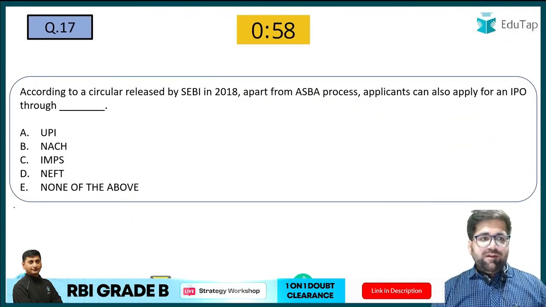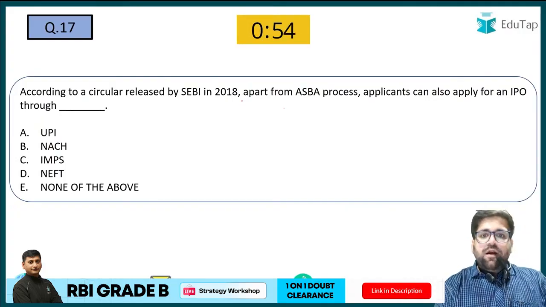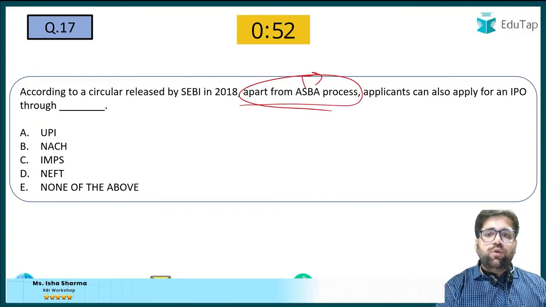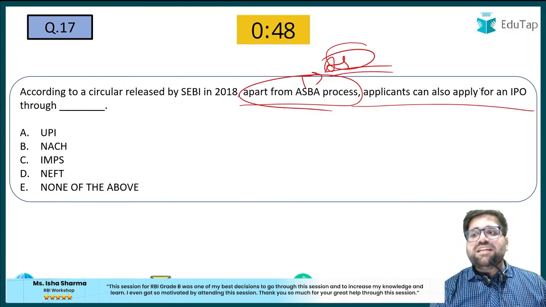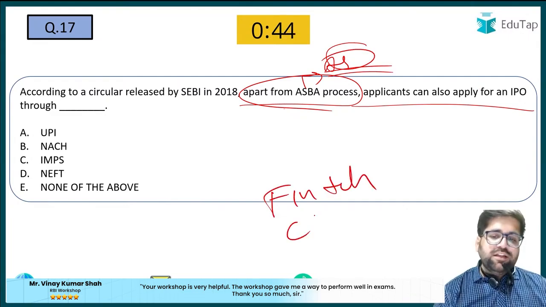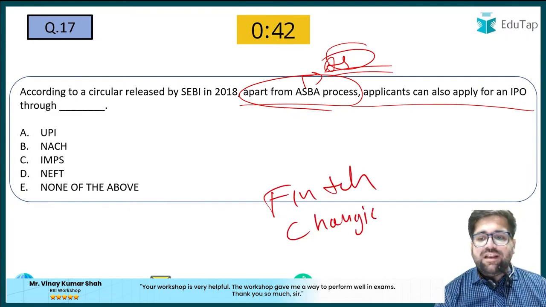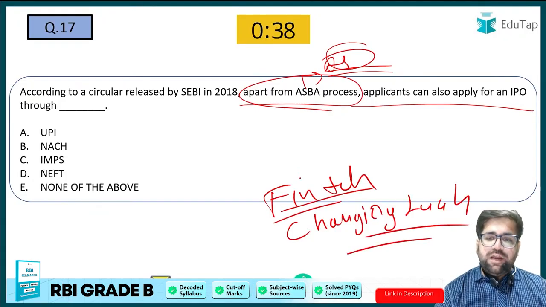Question number 17, my friends. According to a circular released by SEBI in 2018, apart from the ASBA process, I know you know the full form of ASBA, that is Application Supported by Blocked Amount, applicants can also apply for IPO. So this is again something you can take under fintech, the changing landscape, which is directly mentioned in your RBI syllabus. The same chapters are covered in your EduTap course as well.